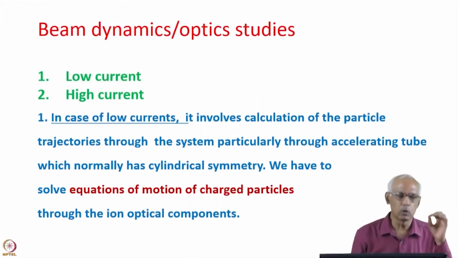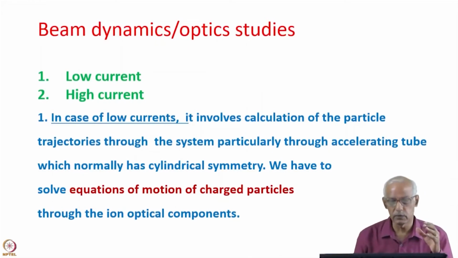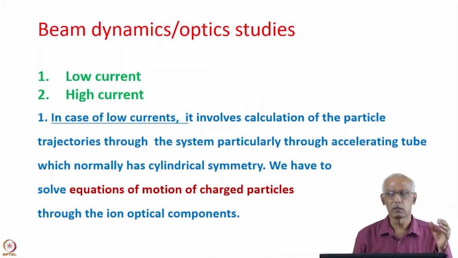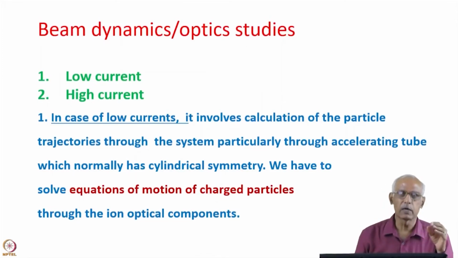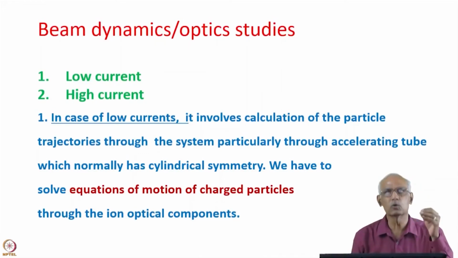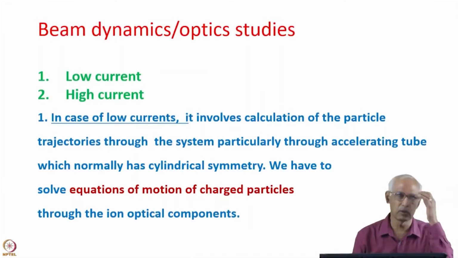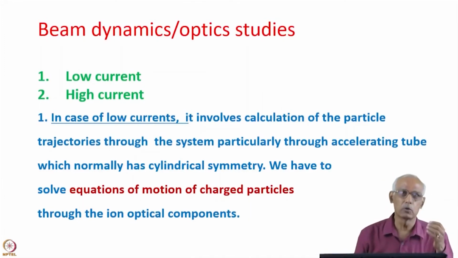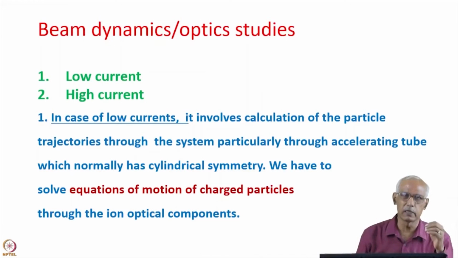Now, there are two kinds of beam, or two kinds of accelerators actually. One is called low current accelerators, where we get low currents at the output, and the other is called high current accelerators, and there are many applications where high currents are required. For example, for nuclear physics experiments, low currents are good enough because the cross sections could be high, or you would like to have very clean data.